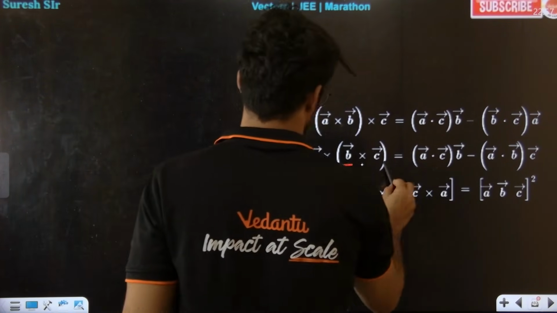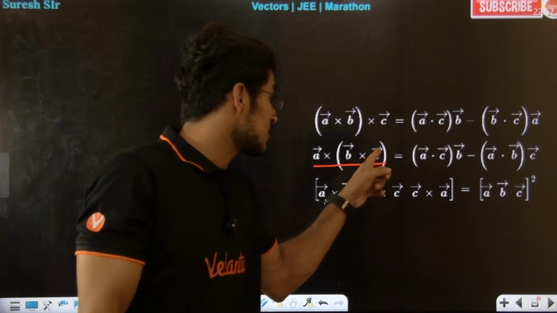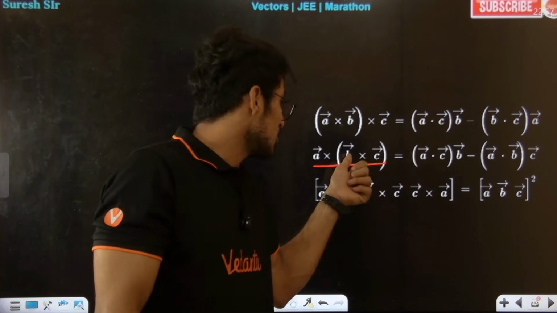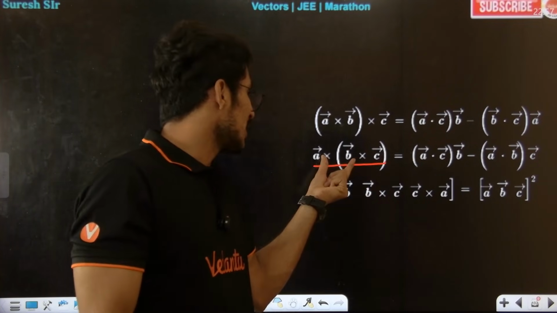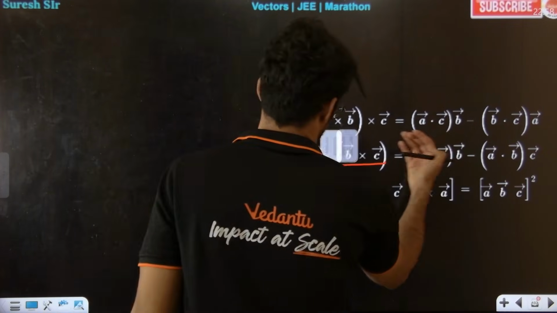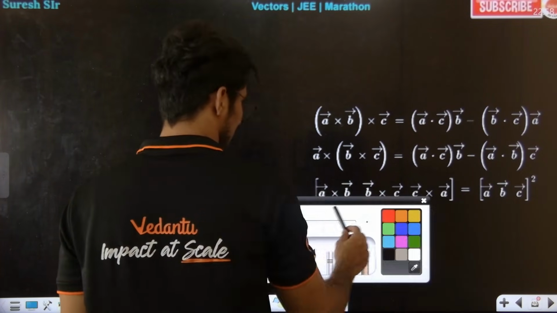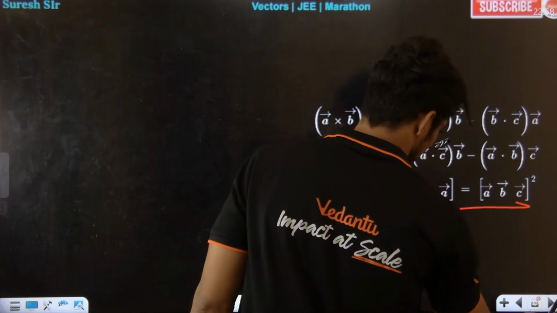Now A cross B cross C is equal to what, sir? The dot product of the last two extremes into the remaining vector, minus A dot B into C. Are you getting the point? Same formula, same logic applied here. We have already seen this. Next.